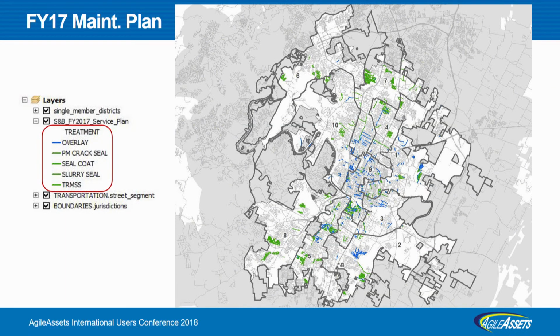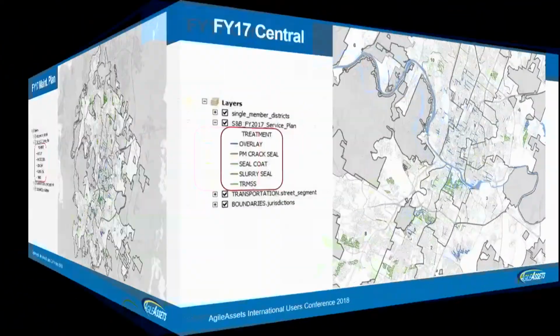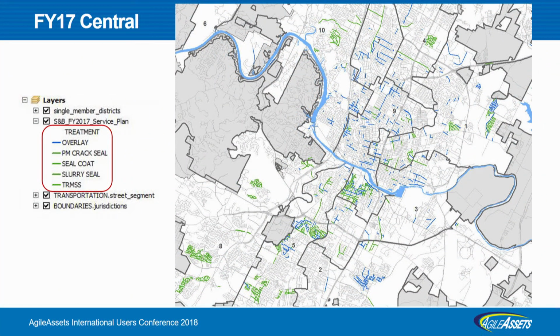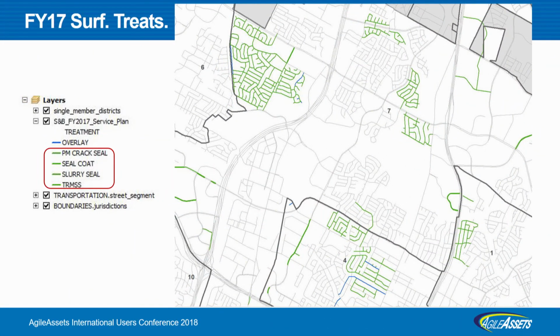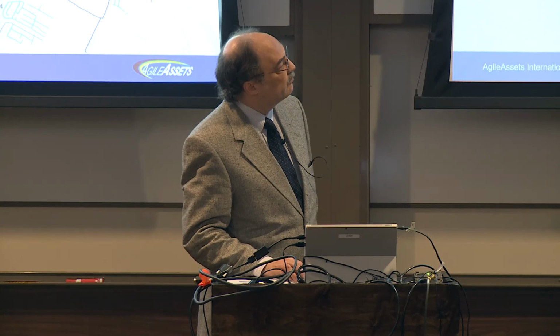So looking at the whole city, this was the 2017 plan. Zooming in a little bit so you can see more detail, this is kind of the central area. This is looking at just an area in the southwest, I believe, but you can see we're picking out larger subdivision areas for those surface treatments with just a few scattered overlays embedded in them. So that's very typical of our program.